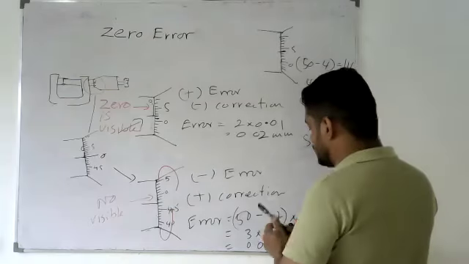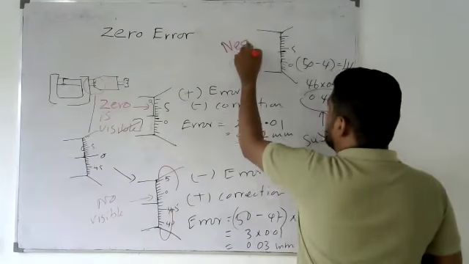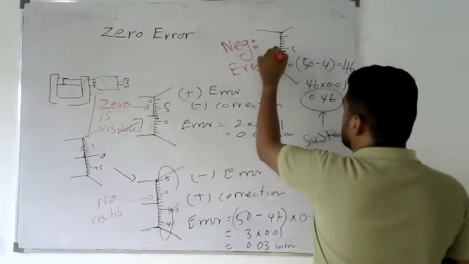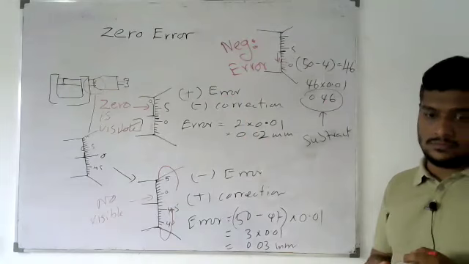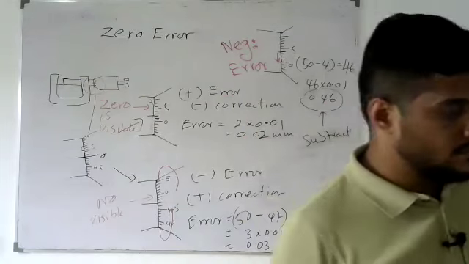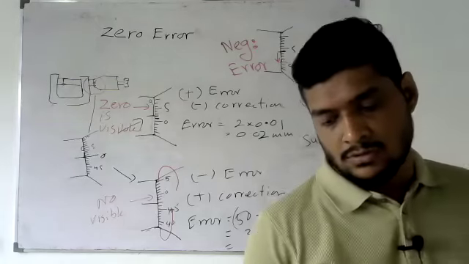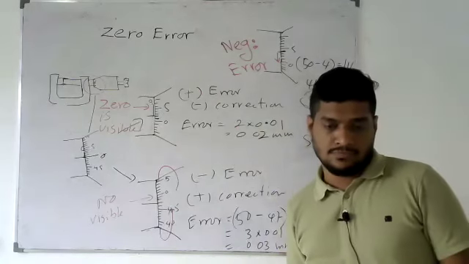So this is also a negative error, although the zero is below. So this is the full summary for the micrometer screw gauge.